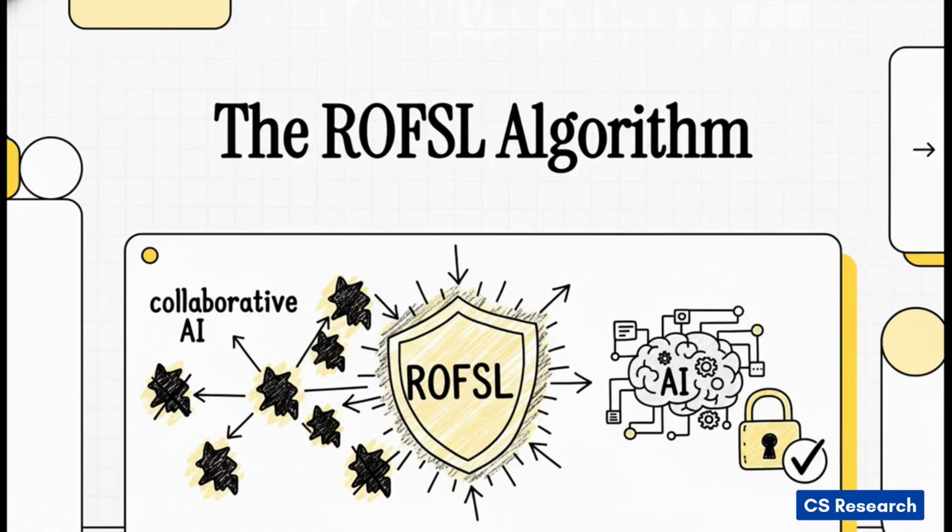Today, we're diving into a super clever algorithm called ROFSL. It's designed to do one very important thing: protect collaborative artificial intelligence from saboteurs. And it tackles one of the biggest security headaches in modern AI.